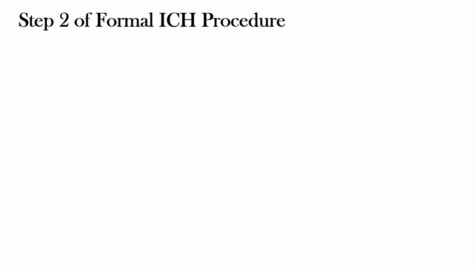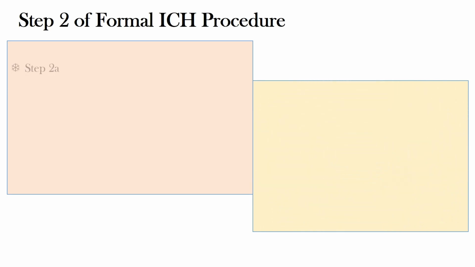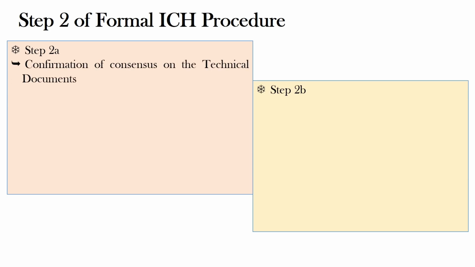The step 2 of formal ICH procedure. The step 2 occurs in two sub-steps which are called step 2A and step 2B. The step 2A is confirmation of consensus on the technical document, whereas the step 2B is adoption of draft guideline by regulatory member.